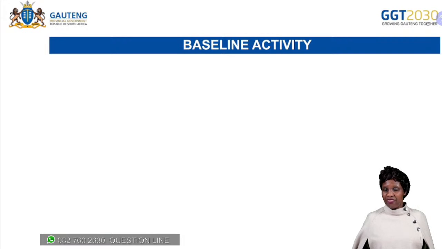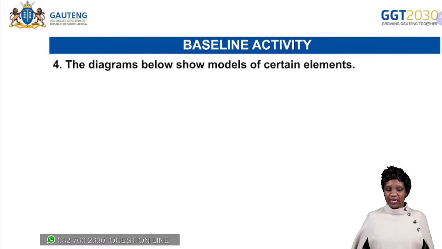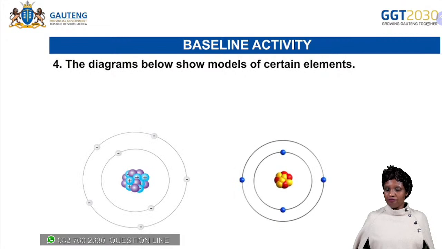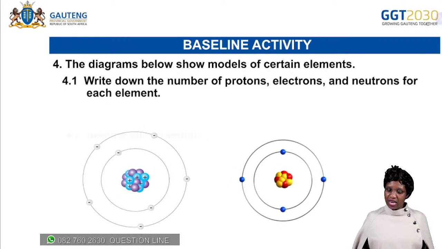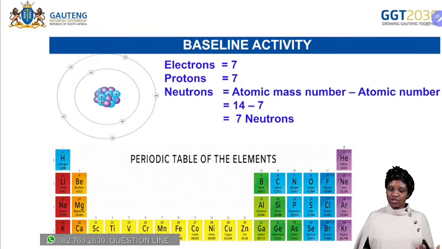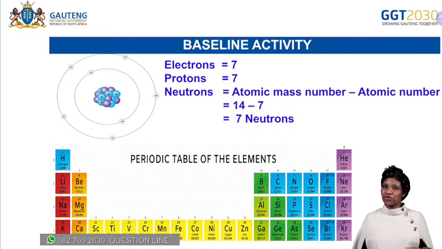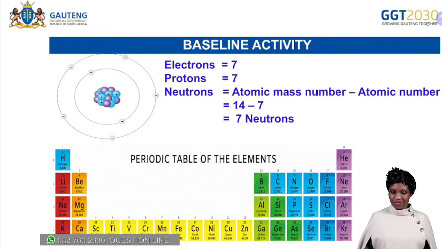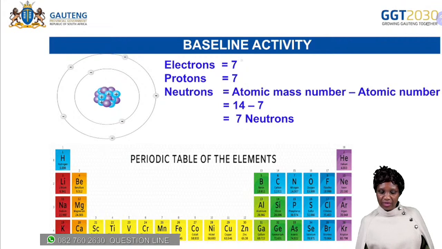Okay. And then let's go to the next question. The diagrams below show models of certain elements. Write down the number of protons, electrons, and neutrons for each element. And then we are also going to identify each element. All right. When you identify, you actually count. You can actually count. We've got A and B. You can actually count the electrons. You can also count the protons and the neutrons. All right, let's start with the electrons.